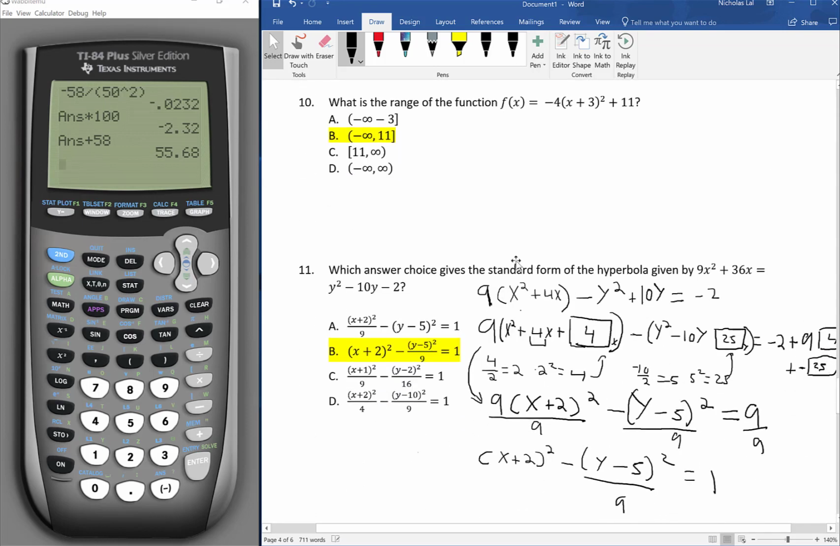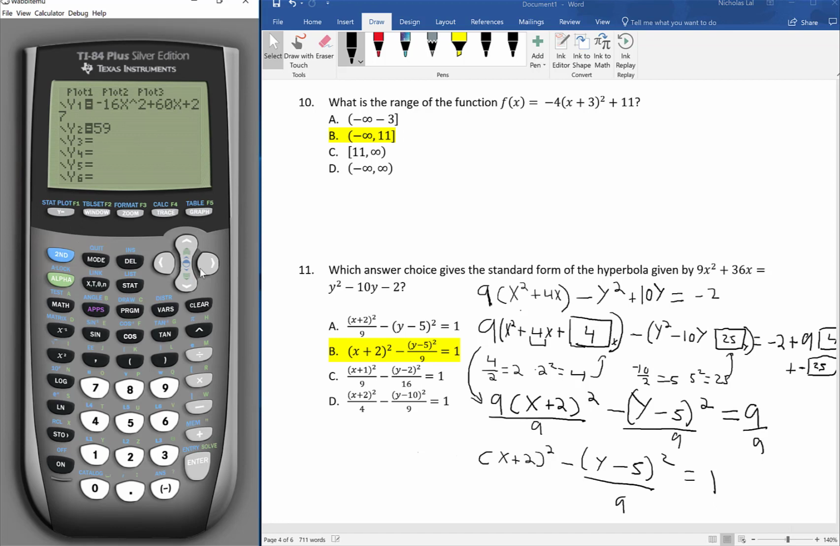All right, 10. What is the range of the function f of x equals negative 4 times x plus 3 squared plus 11? So it's plotting time. We have the function negative 4 times x plus 3 squared plus 11.